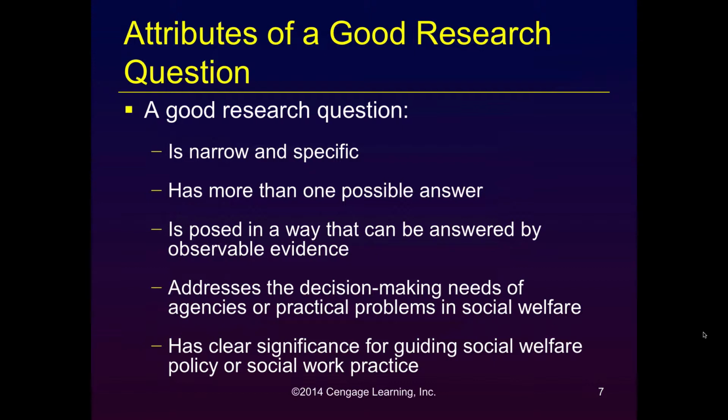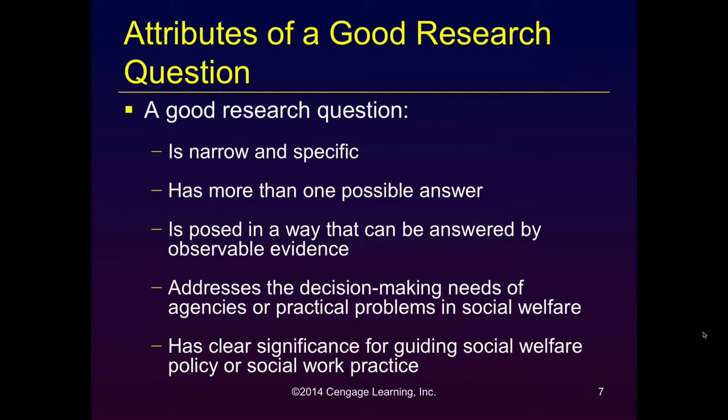It is easy to fall into the trap of, well, I'm going to be sending out surveys anyway, I might as well ask about everything under the sun. Bad idea. The good research question has more than one possible answer. If you know that it has only one answer, then you probably already know that answer already, so why do the research? Research questions are only of value when they can be answered by observable evidence. Now, what constitutes observable? That's up for debate.